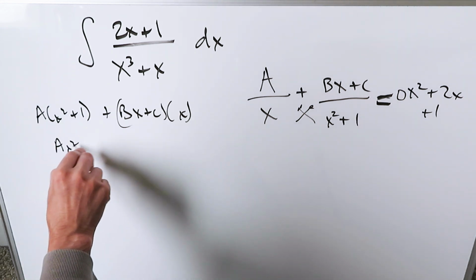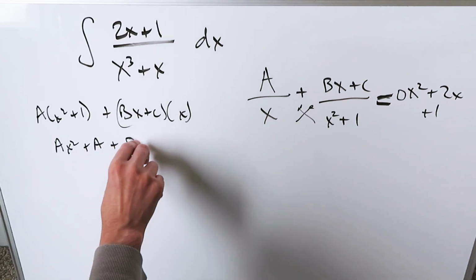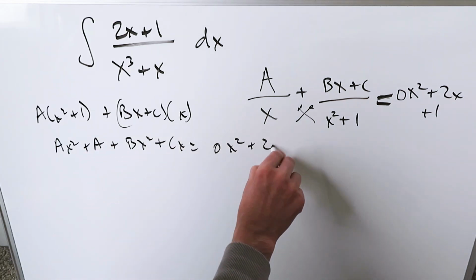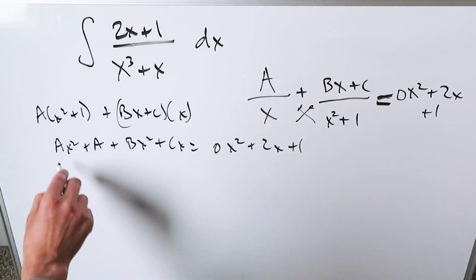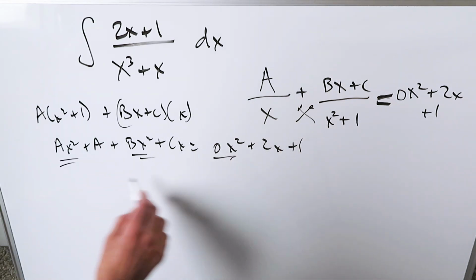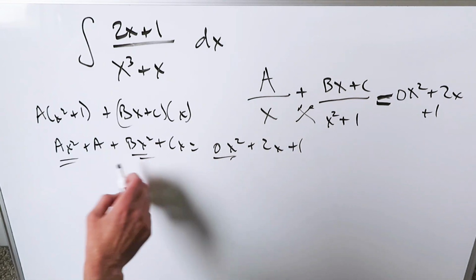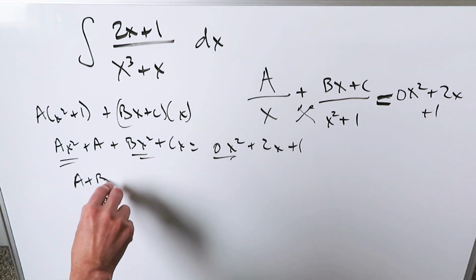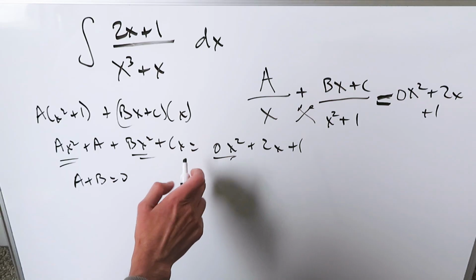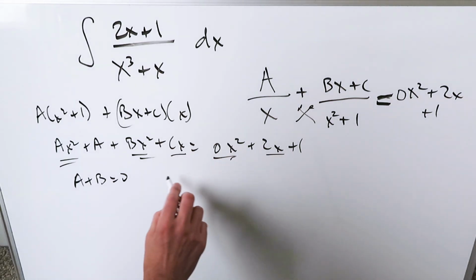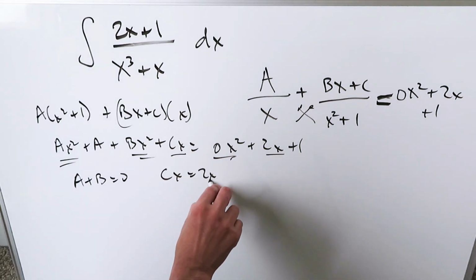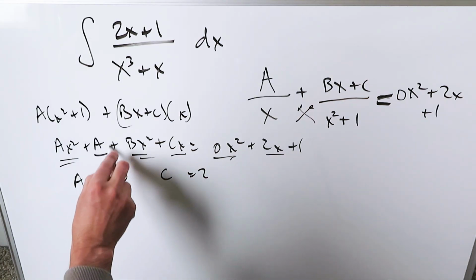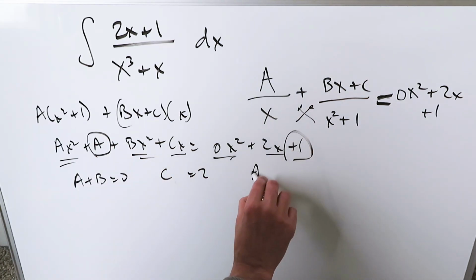I have here ax squared plus a plus bx squared plus cx is equal to 0x squared plus 2x plus 1. Look here at your quadratic terms. A plus b is equal to 0, because you're only looking at the coefficients of your x squared terms. Look here at your linear terms. cx is equal to 2x, or just say c is equal to 2. Only look at the coefficients, and lastly I have a is equal to 1.